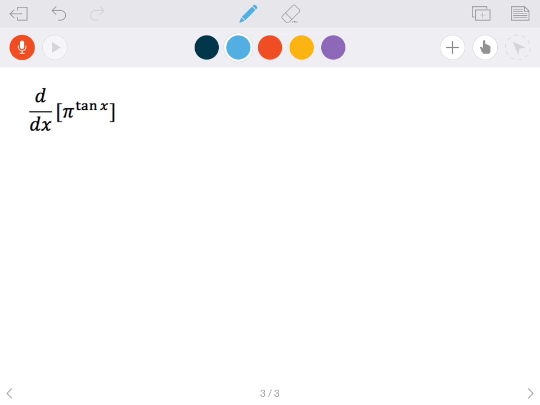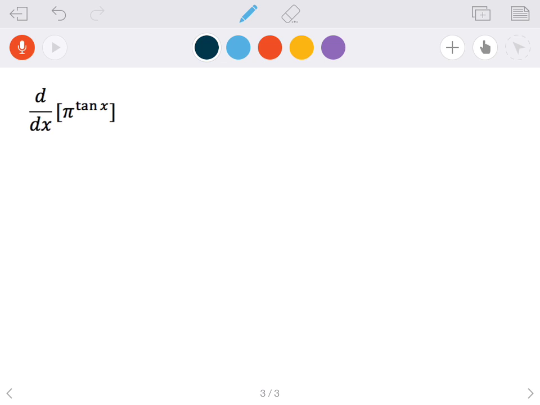The other formula that we learned is if I have a number raised to a function. Remember here in this case I've got the derivative of pi raised to the tangent of x. Pi is just a number, 3.14 something, it's just a number. Right? So I can use my formula.